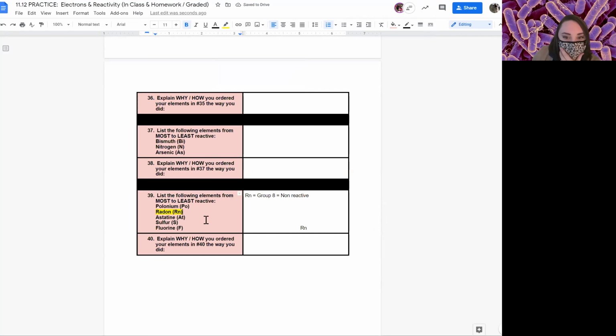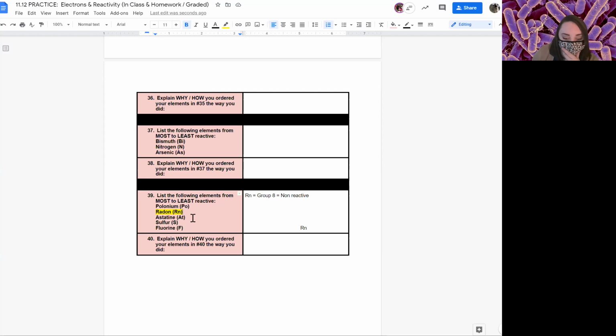Okay, now what else can I look at here? Let's stick to the right-hand side of the periodic table. So we're on the right-hand side. I've got astatine, polonium, sulfur, and fluorine. So let's look at polonium and astatine. Which of those two is more reactive?